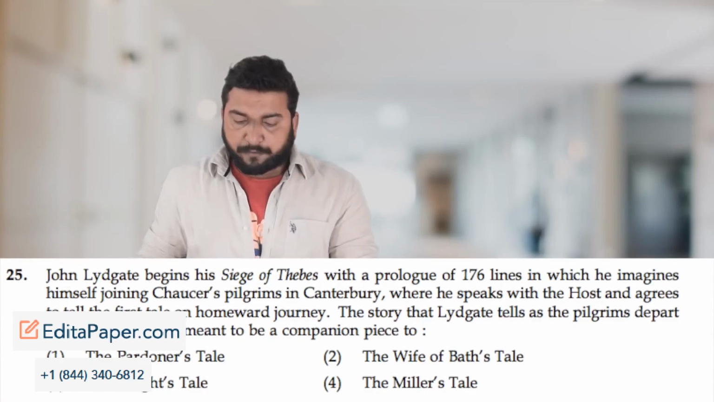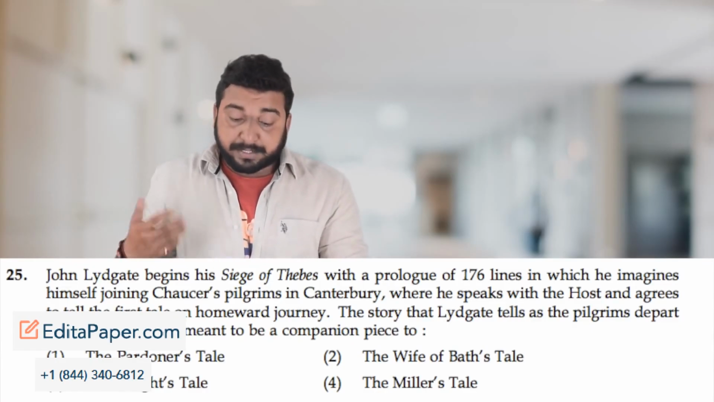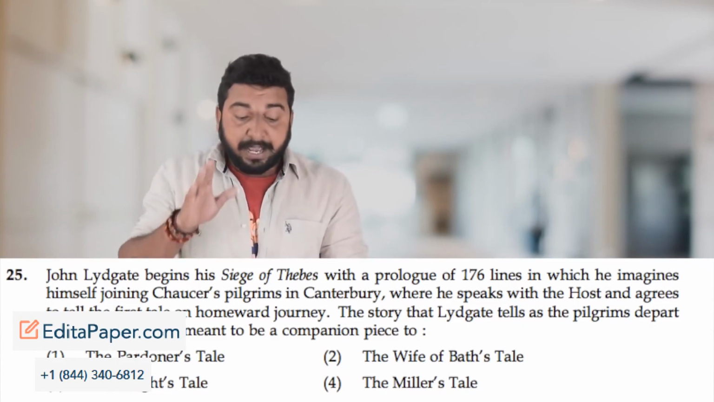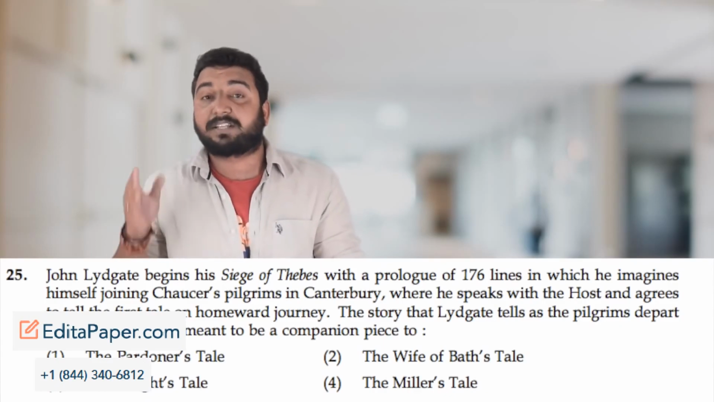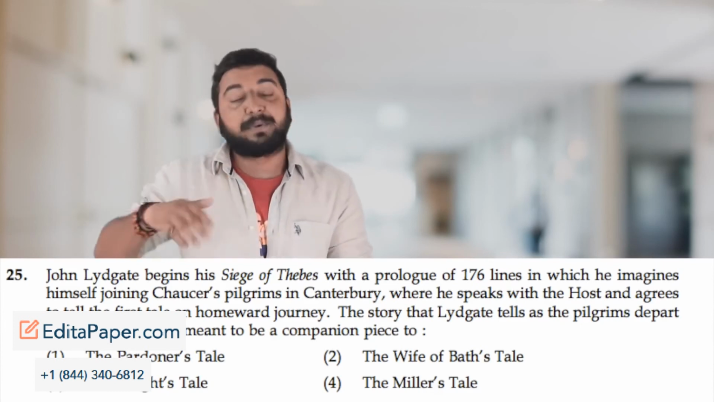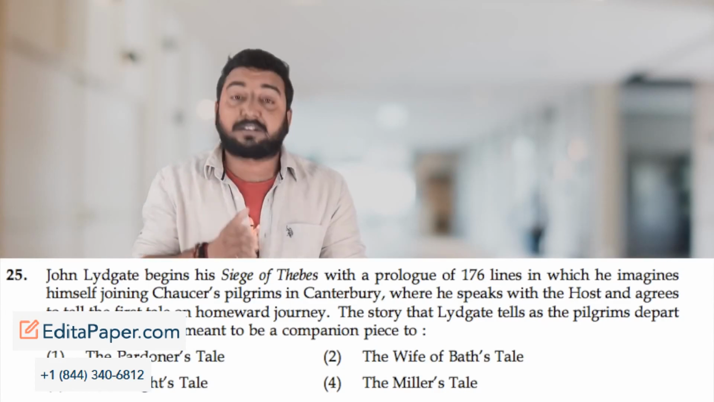Guys, question number 25. John Lydgate begins his Siege of Thebes with a prologue of 176 lines, in which he imagines himself joining Chaucer's pilgrims to Canterbury. It's very simple, no need to read the detail. All you have to remember is that John Lydgate, when he was trying to reply to Chaucer's Canterbury Tales, started the same procedure, going for the first narrator. All those narrators will be telling tales, and his own narration has a direct reference to the Knight's Tale.